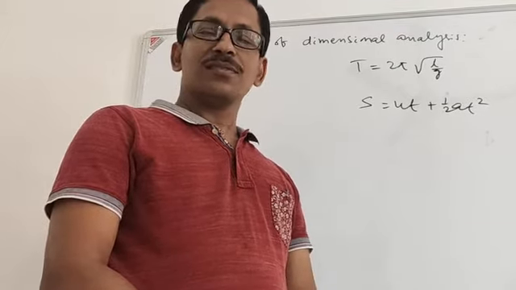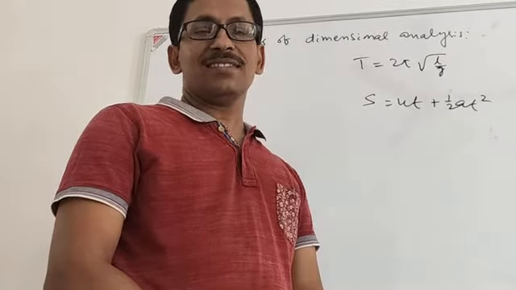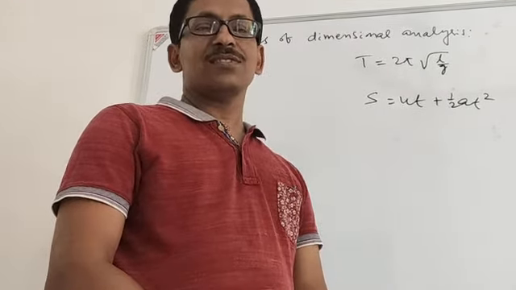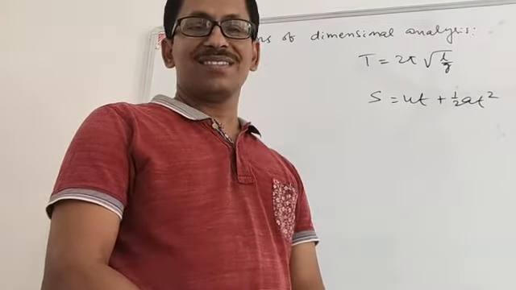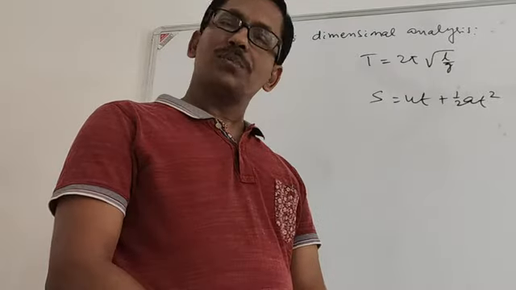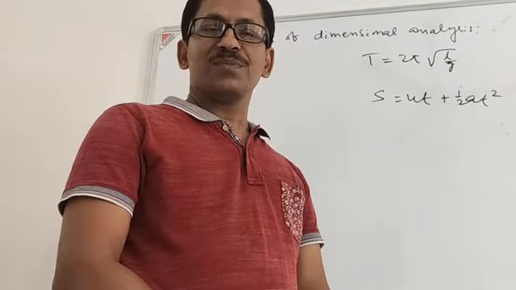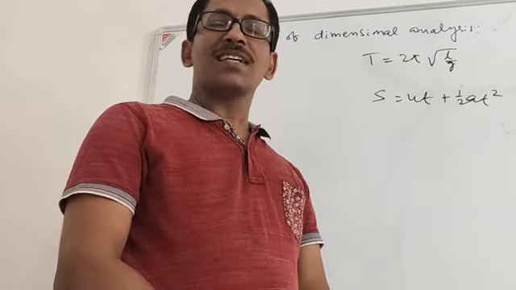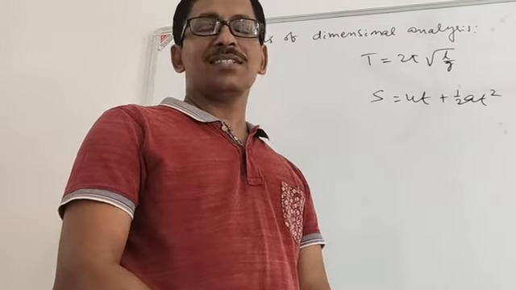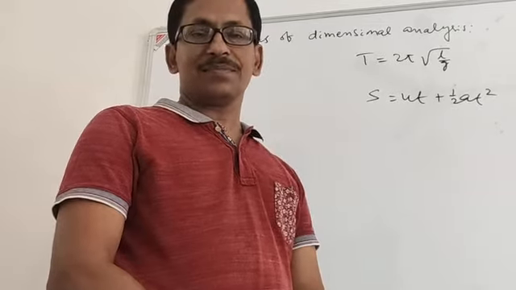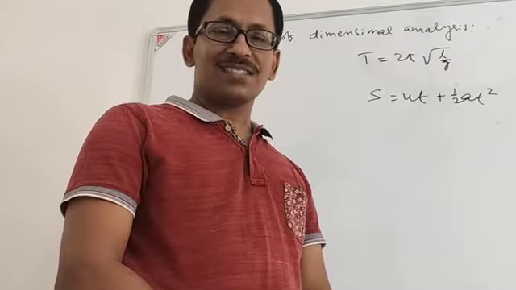And also another important limitation is that it is difficult to know the factors on which a physical quantity depends. The situation will be more complicated when a physical quantity consists of terms like gravitational constant, Planck's constant, speed of light. It will be more complicated. So these are some of the limitations of dimensional analysis.